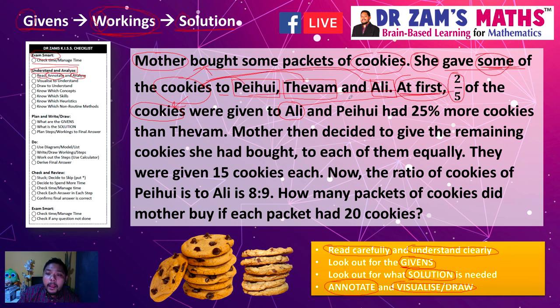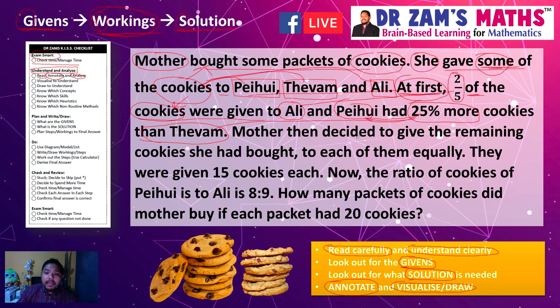And then what happened? Peihui had 25% more cookies than Thevam. Right? So this is a comparison between Peihui and Thevam. So this 2/5 is of the cookies that were given to all of them. Then what happened next? So this is the process. So at first, this is what happened.